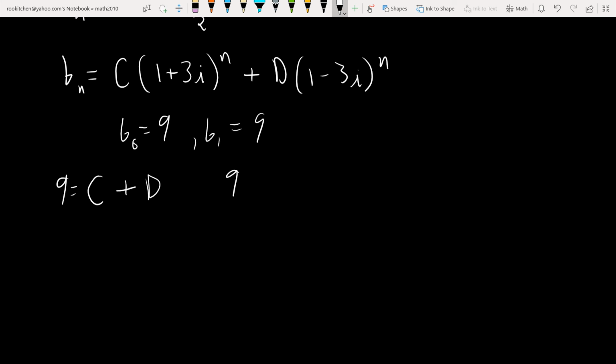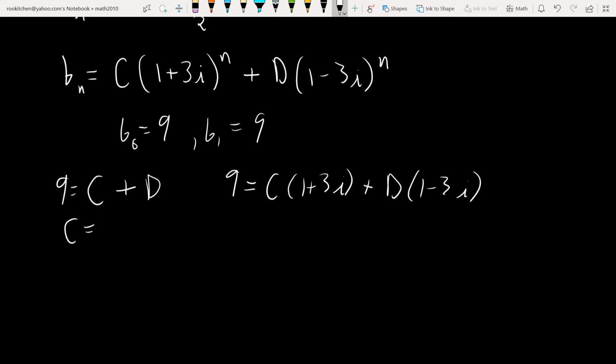And then plugging in 1, I get 9 equals c times 1 plus 3i, and then plus d times 1 minus 3i. Okay, and now you've got some work to do, right? It's a system of equations that you're probably not used to dealing with because there are imaginary solutions. It's not a big deal.